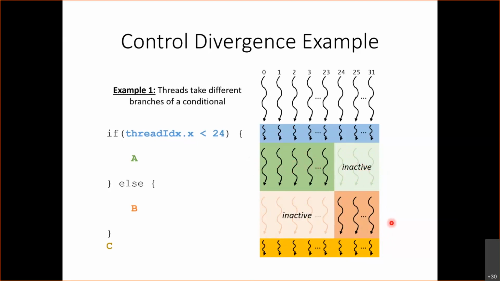Is this clear to everyone? Questions? Yes. Are there techniques to improve, like compiling techniques to improve the warp dispatching or scheduling in order to minimize those inactive times?